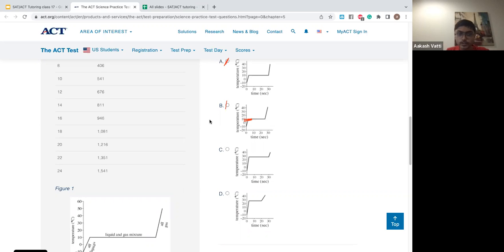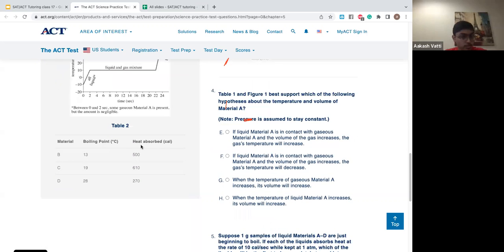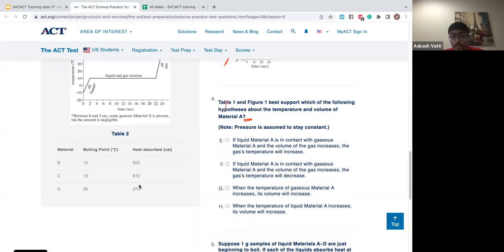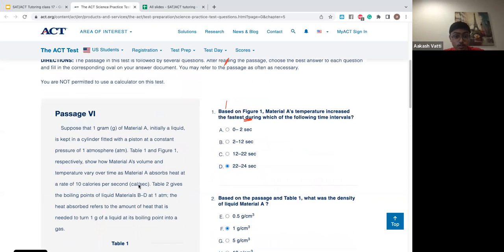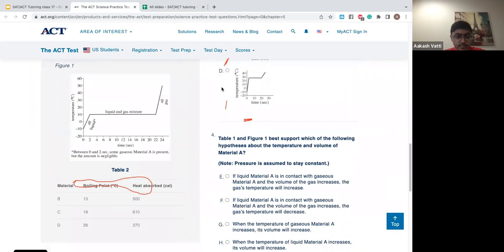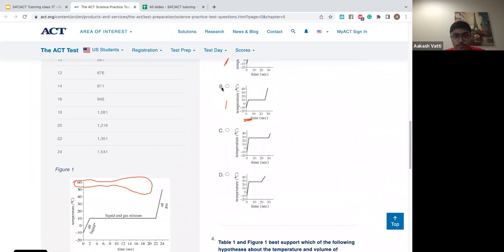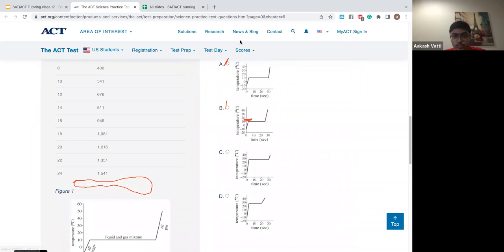And again, if you go down to table 2, you know that the heat absorbed is 270 calories, but we also know that heating occurred at 10 calories per second, as it says right here. So you divide 270 by 10 to get 27 seconds, because calories divided by calories per second just gives you seconds. Now we have to look for which one has a horizontal time of 27 seconds. It looks like this one is too short, therefore the answer is C. Any questions?